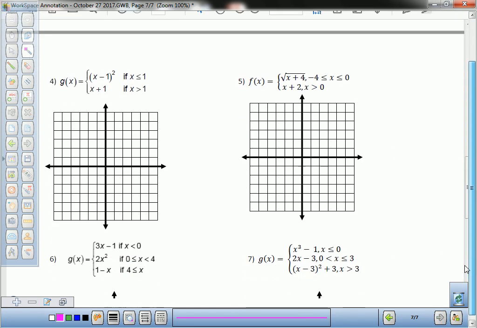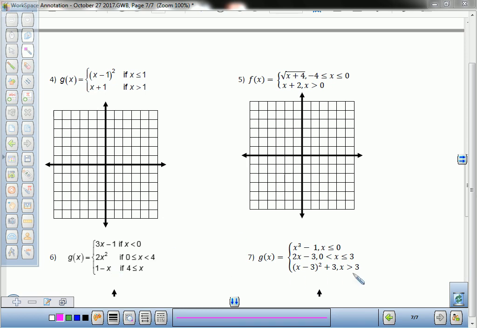All right, we're going to do 2 more together, and then 6 and 7, and the book problems that are at the bottom of the page are your homework. So we're going to do these 2 together, and the rest is for you.